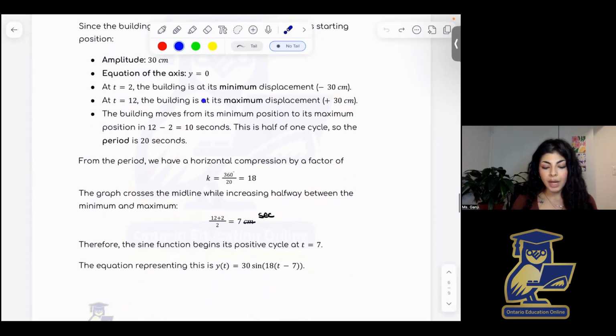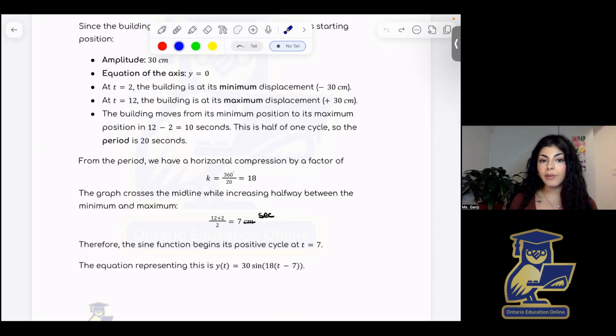Now, we can also find the period. So the building moves from its minimum position to its maximum position, which is between 2 seconds and 12 seconds, which is 10 seconds. Now, from the minimum to the maximum position, that's only half of the cycle. We always want to consider from one trough to another trough or from one peak to another peak. So then we say that the period is double this, which is 20 seconds.